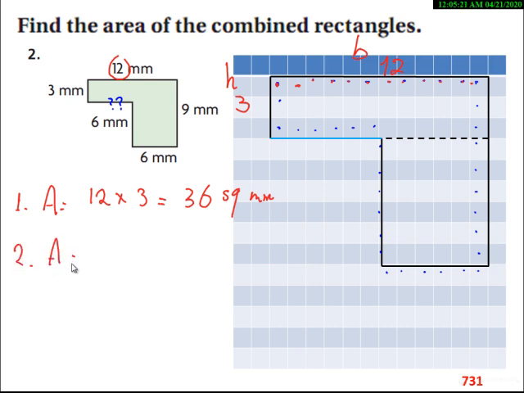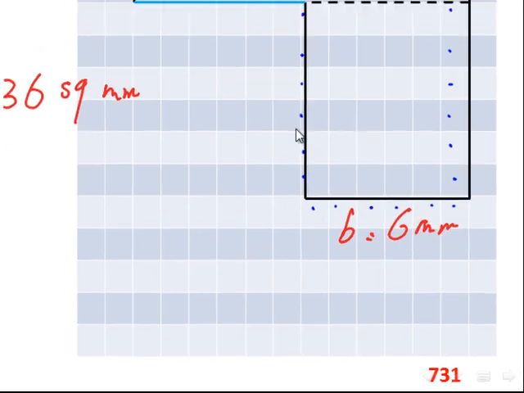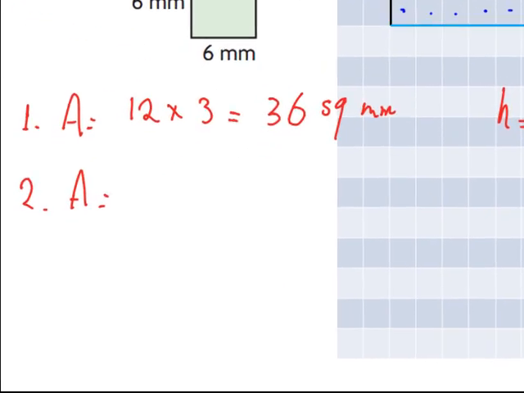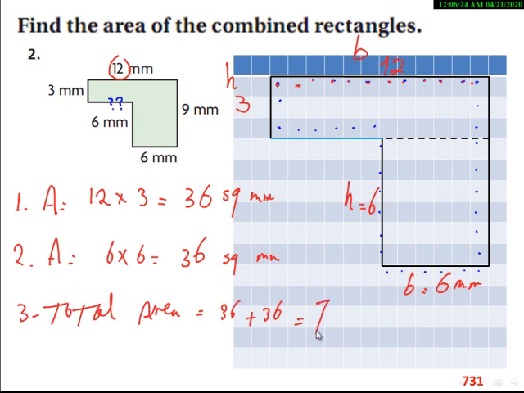The second area, which is called the second square or the second rectangle. Here, its base equals 6 millimeters, and its height also equals 6. Great. Base equals 6 and height equals 6. So 6 by 6, 36 also. So 36 square millimeters. Finally, the total answer equals, great job, 72 square millimeters.